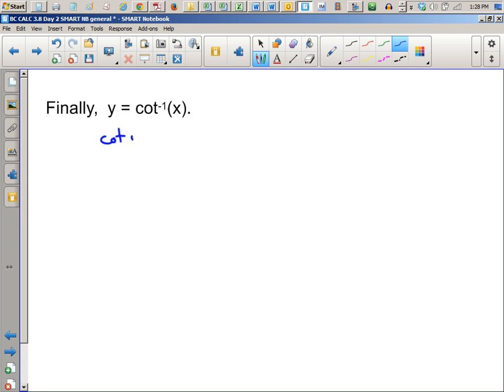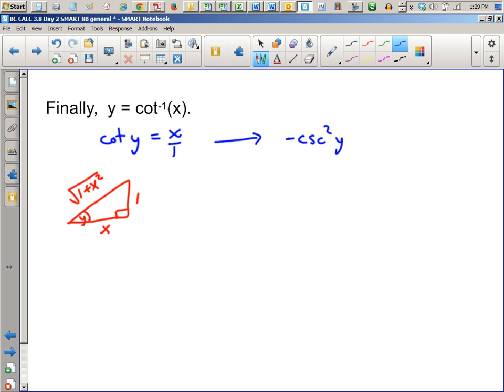But this is cotan of y equals x over 1. The red triangle is like this, with an angle y here. Adjacent x, opposite 1. The hypotenuse is the square root of 1 plus x squared. Taking the derivative, we have negative cosecant squared y times y prime. Did you remember the negative? Okay, the derivative of the right side is 1.